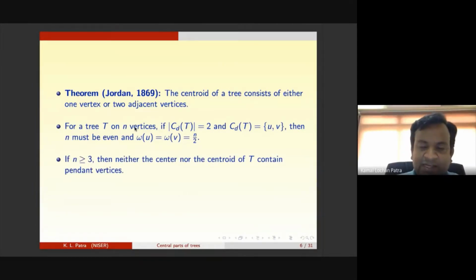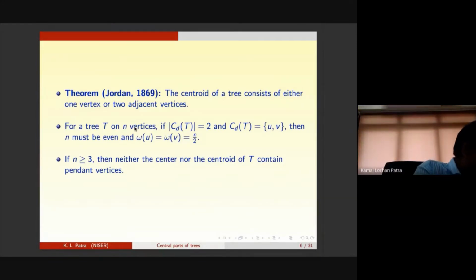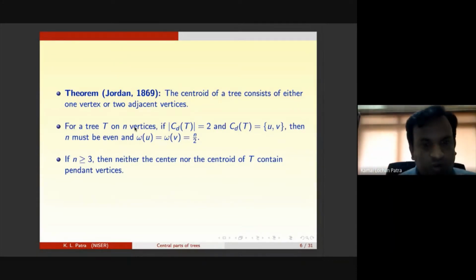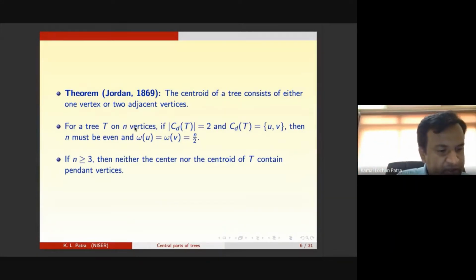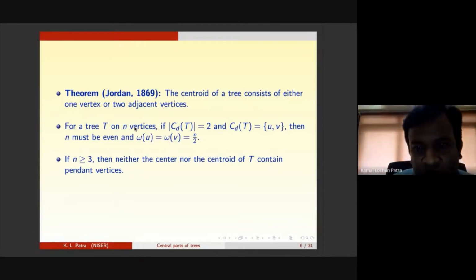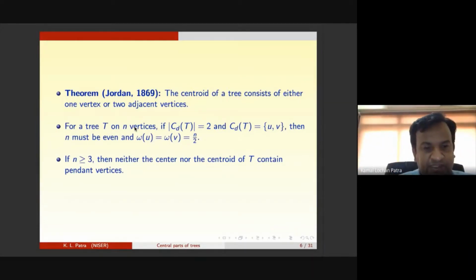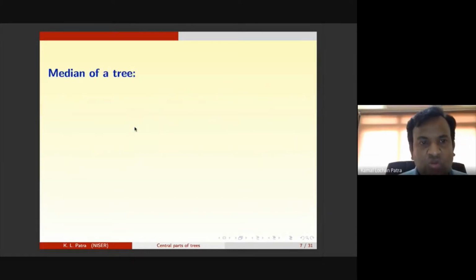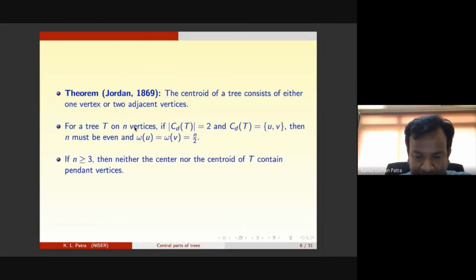Also one can check that for n greater than or equal to 3, neither center nor centroid contains pendant vertices. So in these two definitions, center and centroid, both do not contain any of the pendant vertices of the tree; it is somehow in between.